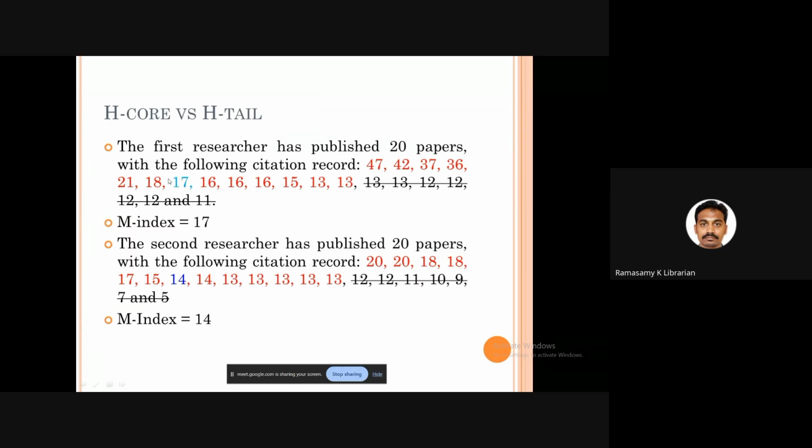The middlemost value, 17, is the M index of the first author, and 14 is the M index of the second author. So the M index tells you the citations received by you only in the H core. You arrange all the citations, find out the median number, and that speaks about your M index. This is the other index.